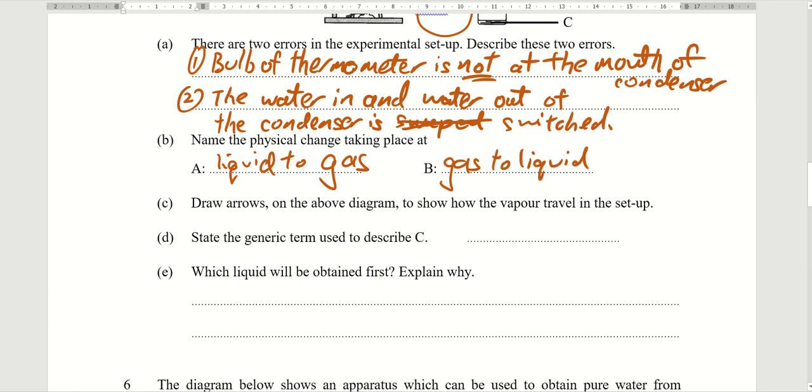Okay, avoid the use of arrows. Please do not say gas, arrow, liquid. If you do that, this is wrong. Okay, part C, draw arrows on the above diagram to show how the vapor travels in the setup.